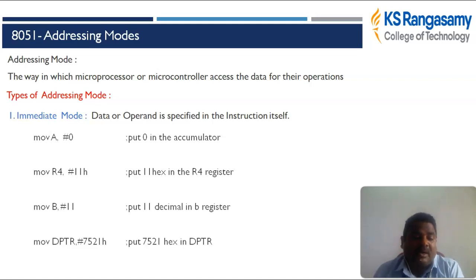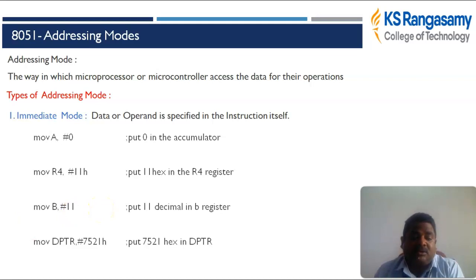Similarly, another example instruction is MOV B, #11. Here 11 is decimal data. They have not mentioned any representation like H. If it is H, it should be hexadecimal data. Here there is no specification, so it is a base 10 value, that is, a decimal value. The decimal value 11 has to be copied to the B register.